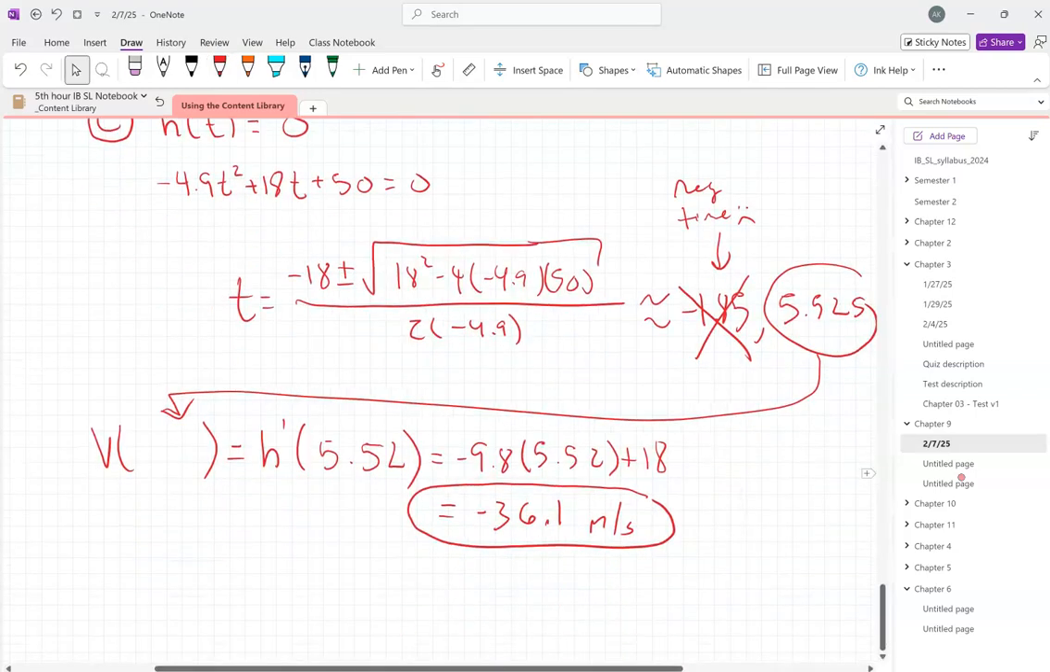Now, is it okay for velocities to be negative? Yes. What does a negative velocity indicate? In this case, which direction is the ball moving? Towards the ground, right? Which should make sense, because as it's hitting the ground, it's heading down towards it. So the instant before it hits the ground, it's going 36.1 meters per second toward the ground.